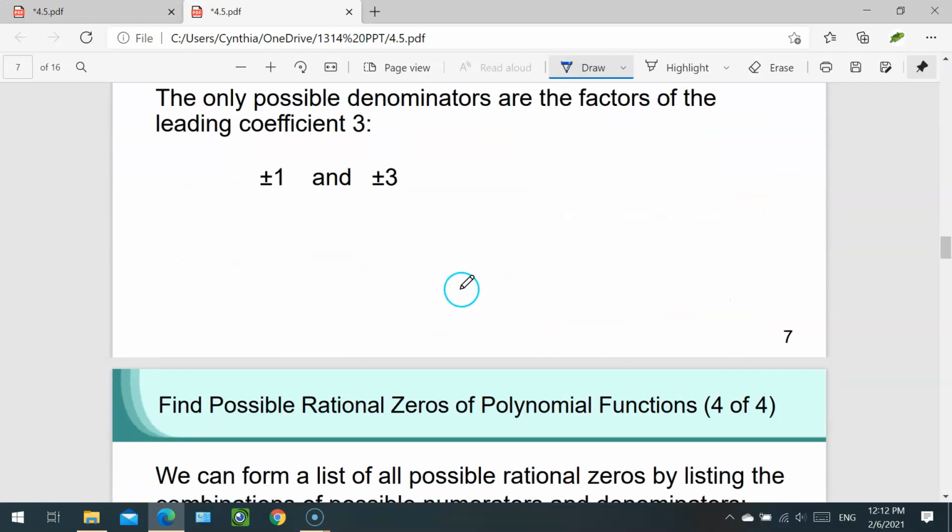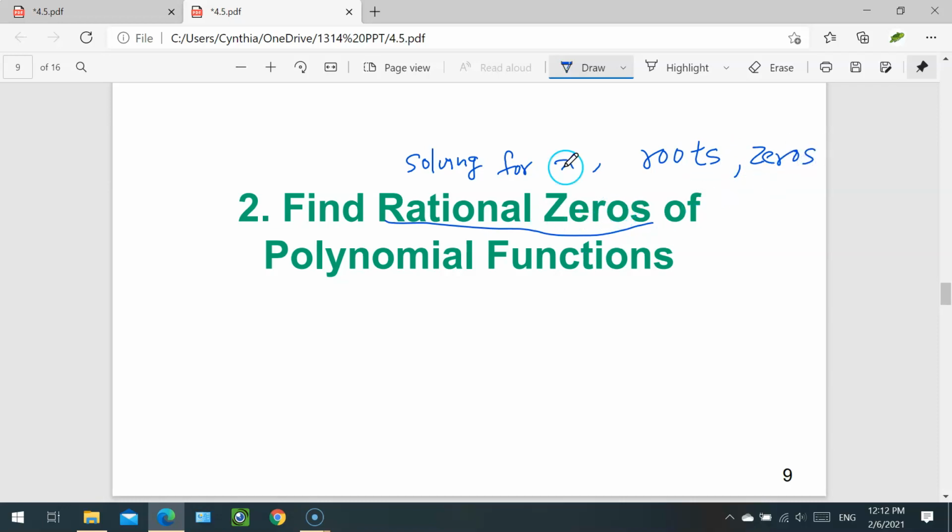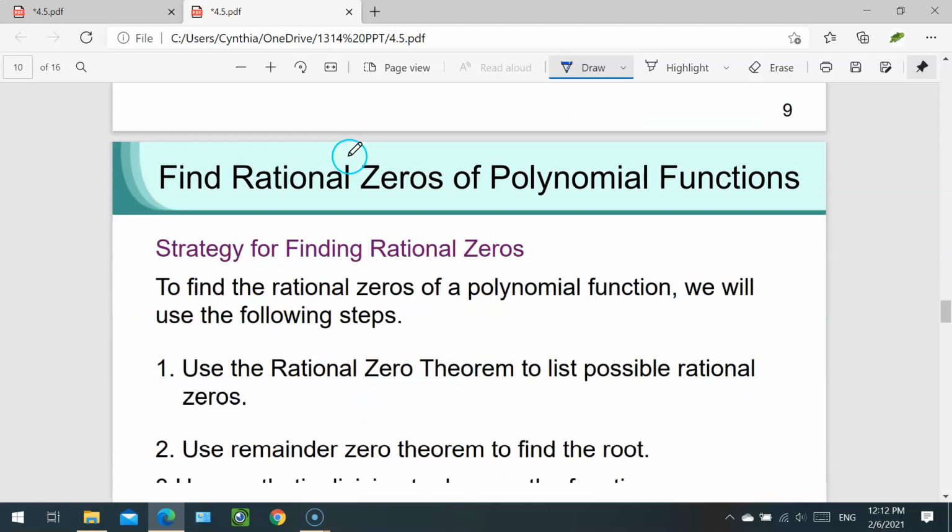Now we move on to the next one. We move on to finding the rational zeros. Finding the rational zeros means we are solving for x. Solving for x means we are finding the root, or finding the zeros. They all represent the same meaning. You are solving for your x. So we look at the example.